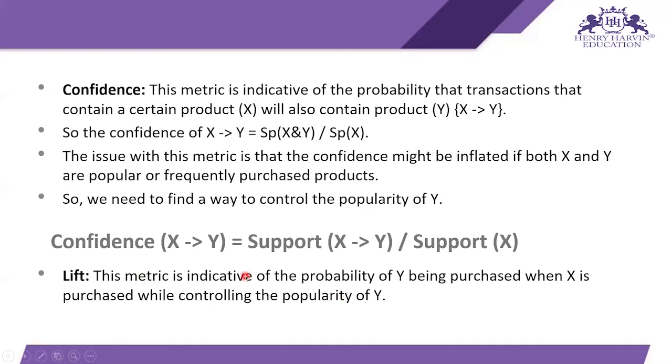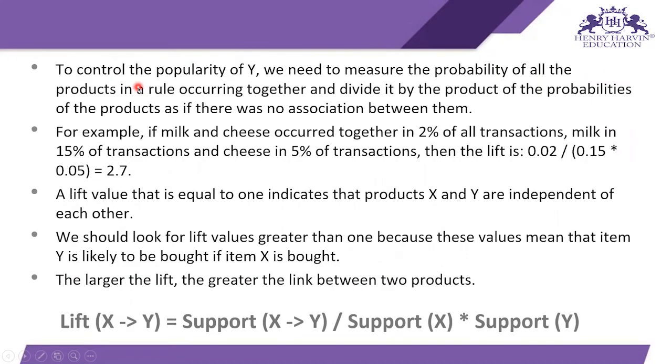method, the popularity control of Y is being managed, and this metric is indicative of the probability of Y. So to control the popularity of Y, we need to measure the probability of all the products in the rule occurring together and divide it by the product of probabilities of the products as if there was no association between them.